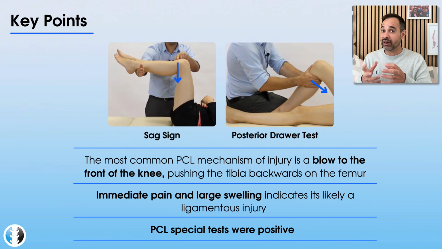And then when you do your ACL tests, it makes sense as to why there's excessive movement, and then you can just look to see if there is excessive anterior translation of the tibia compared to the other side. So effectively, for all those reasons, it was apparent to us that this patient had a posterior cruciate ligament tear. So what do we do about it?